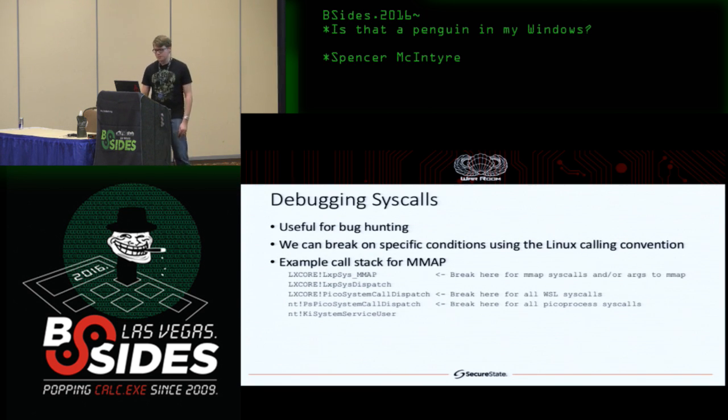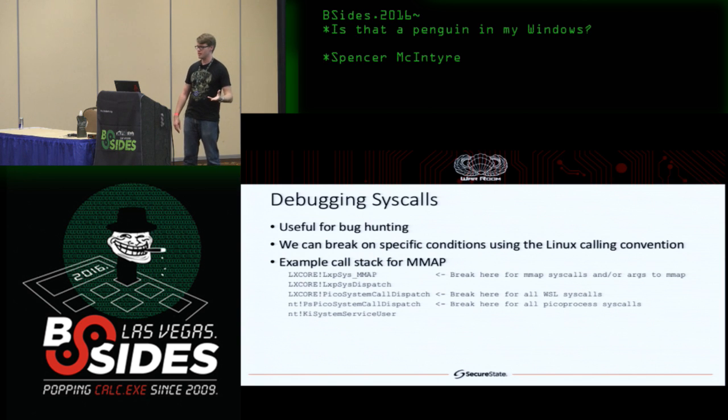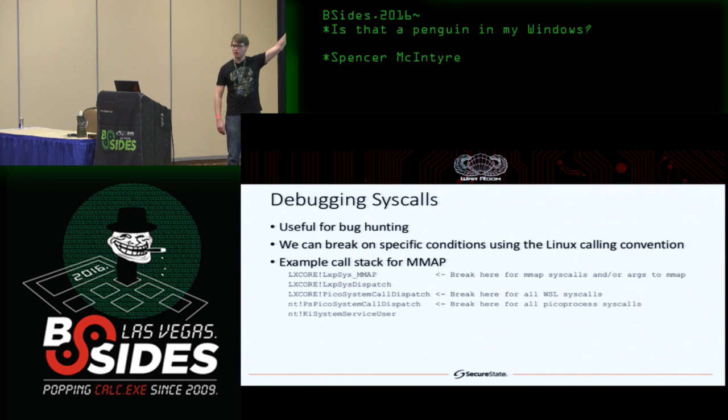So this might be a little bit difficult to see, but this is actually the call stack for when a system call is made to mmap. Depending on if you are going to be bug hunting or reverse engineering, this bottom entry down here is going to be the initial dispatcher. When the context is switched from user mode into kernel mode, that's going to be the first one that gets it, and it's going to realize that it's a Pico process and dispatch it to the PsPicoSystemProcessorDispatcher, and then from there it goes into LX core, which is this LxpSyscallDispatch.